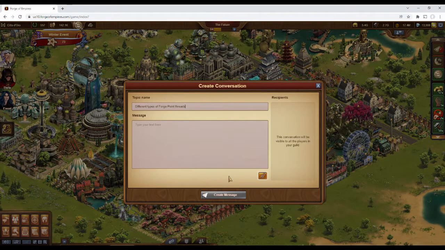Hello everyone. In this video we'll be looking at how different forge point threads work.